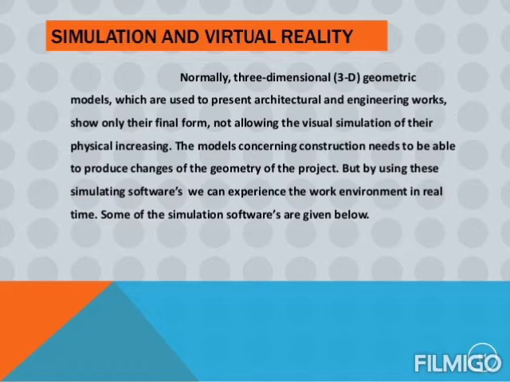Simulation and virtual reality. Normally, 3D geometric models, which are used to present architectural and engineering works, show only their final form, not allowing the visual simulation of their physical progress. The models concerning construction need to be able to produce changes of the geometry of the project. But by using these simulating softwares, we can experience the work environment in real time. Some of the simulation softwares are given in the civil engineering department.